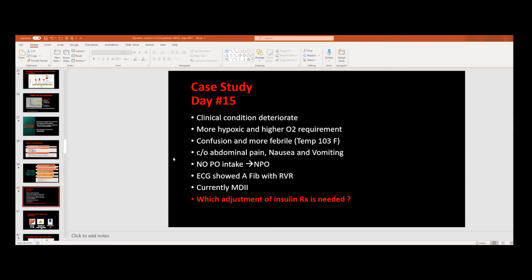Metformin can be continued. You can continue the Metformin, and then of course you have to make sure that the patient does not have acute renal failure, if the patient has a good PO intake, or if the patient has mild COVID.